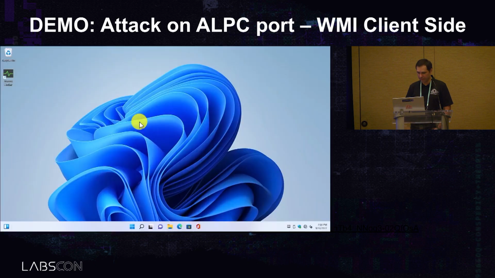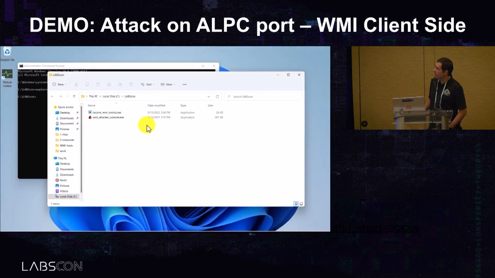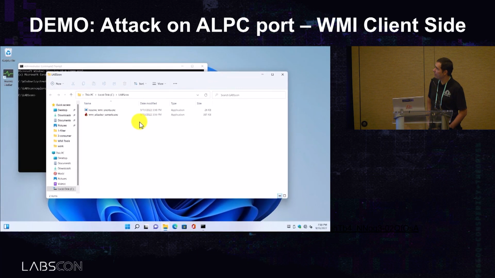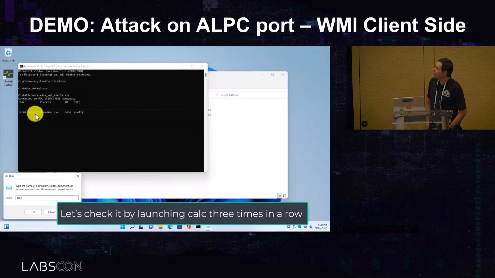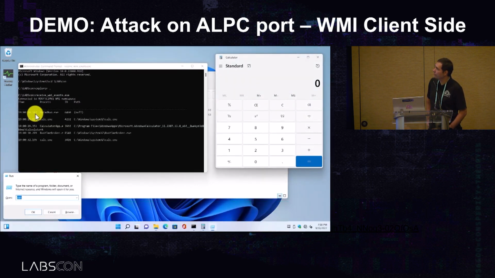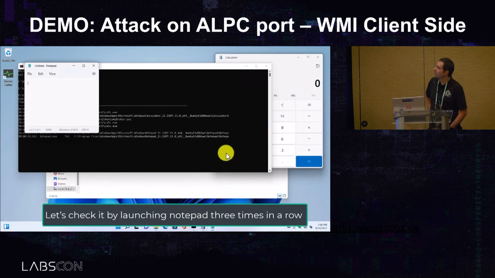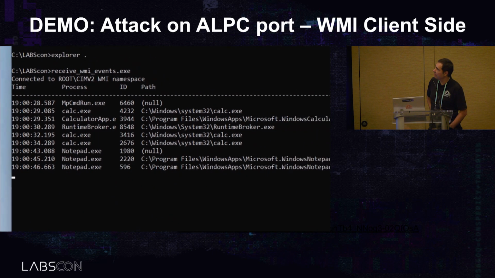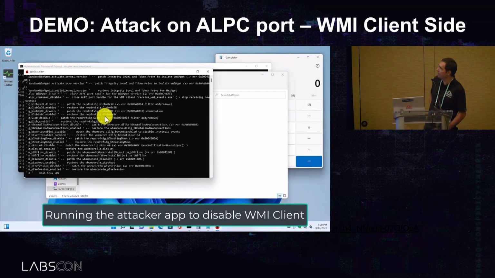So, time for the first demo. We're launching cmd.exe. We validate that we have the latest version. We go to our main folder. We have two applications. One is the WMI consumer that receives WMI events. The other one is the attacker app. The consumer is just monitoring for new processes that are launched. So as you can see, multiple calcs, multiple notepads, and everything is logged into the WMI client.